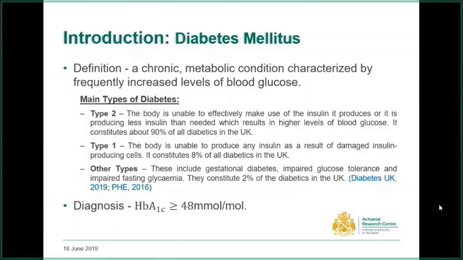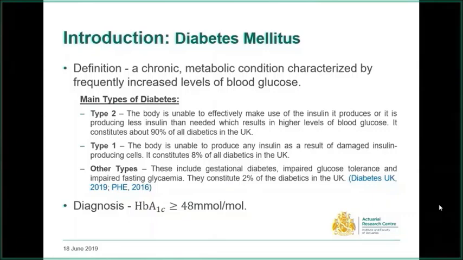The second type of diabetes is type 1. This is when the body is unable to produce any insulin at all as a result of damaged insulin producing cells, and it constitutes 8% of all diabetics in the UK. There are several other types of diabetes, which include impaired glucose tolerance, gestational diabetes, and impaired fasting glycemia, and this constitutes about 2% of all diabetics in the UK.